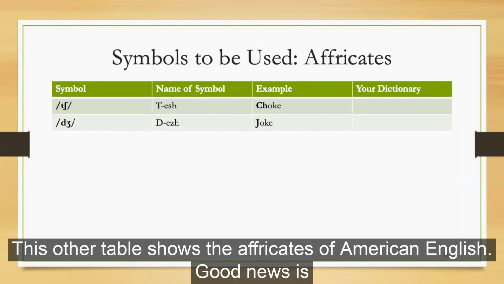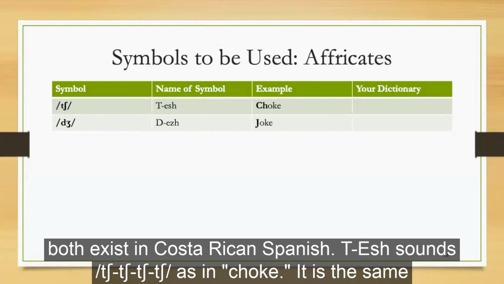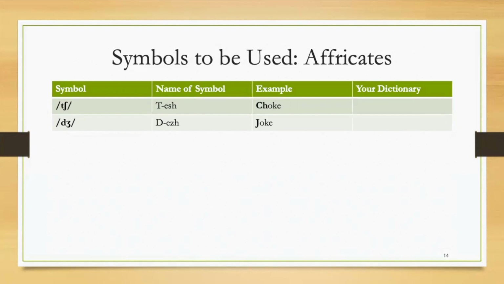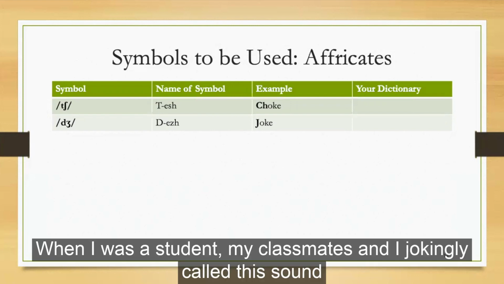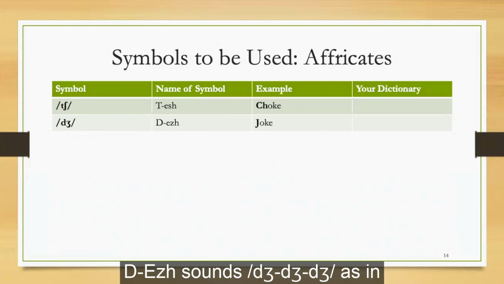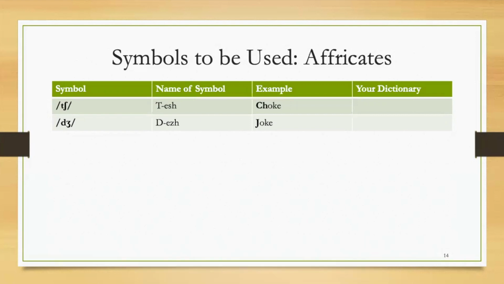This other table shows the affricates of American English. Good news is both exist in Costa Rican Spanish. Esh sounds ch, as in choke. It is the same as the sound in plancha, chayote, or chancho. When I was a student, my classmates and I jokingly called this sound chancho sound because it sounds like the ch in chancho.